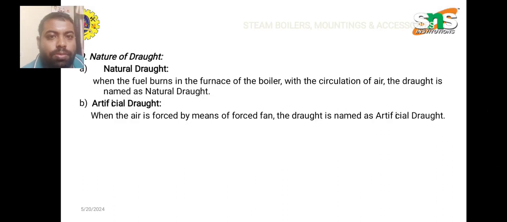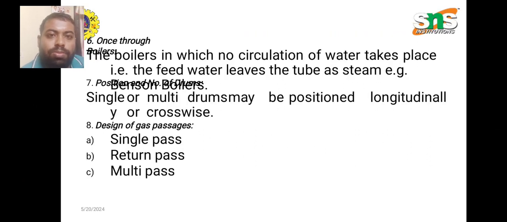Then once through boilers. These are boilers in which no circulation of water takes place, that is, the feed water leaves the tube as steam. Example: Benson boilers. Then position and number of drums. It depends on the position. It has single or multiple drums which may be positioned longitudinally or crosswise.